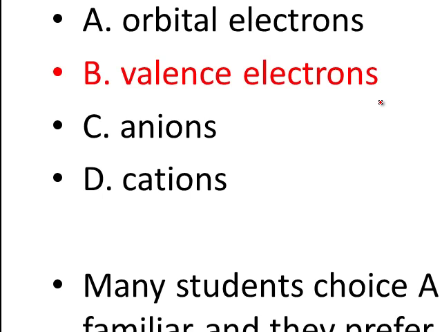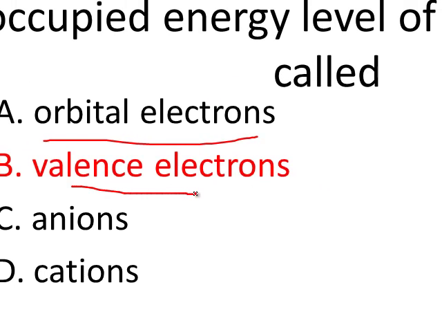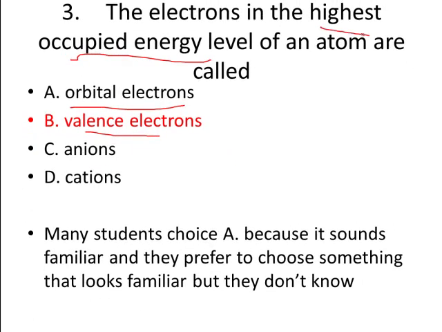Many students choose A because it sounds familiar, we talk about orbitals all the time. But the reason orbital electrons would be the wrong answer is because you have orbital electrons on the inside as well as the outside. So valence electrons is only talking about the highest occupied energy level. Also, it coincides with your periods on the periodic table.